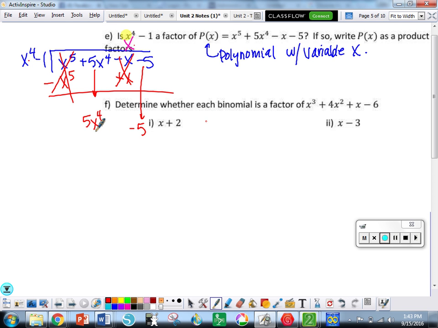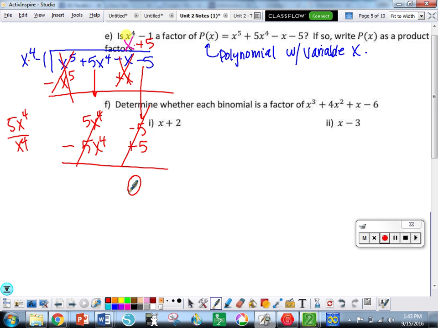Divide it. 4x to the fourth divided by x to the fourth. Sorry, 5x to the fourth. What is that? Just 5. So I'll put a plus 5 right here. Multiply 5 times x to the fourth is 5x to the fourth. 5 times 1 is negative 5. Subtract. Change the sign. Cancel, cancel, 0.